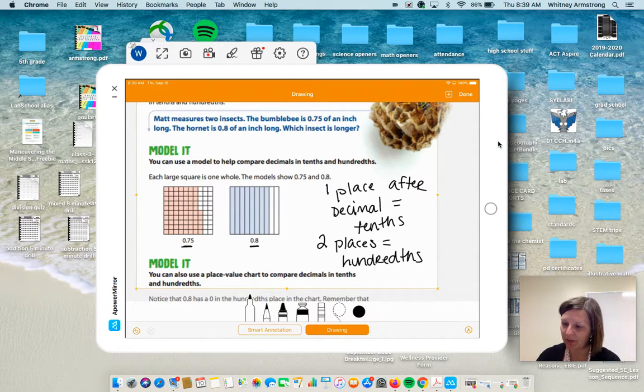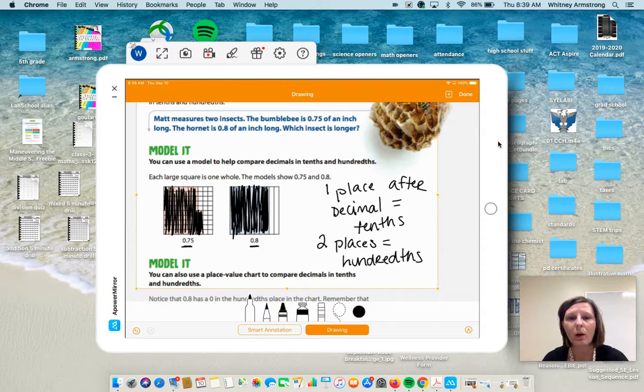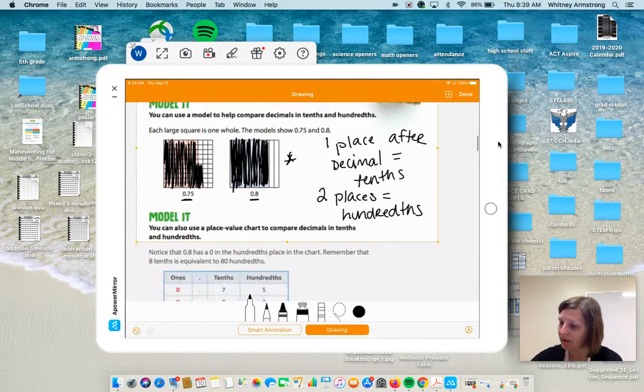So if we look at 0.75, we can see that 75 of these are shaded in. So there's 75 of those. And then there are 8 columns in this one that are shaded in. Just by looking at those two things, I can tell that 0.8 here has more shaded than 0.75. So that means that that insect would be longer. So let's go on down.